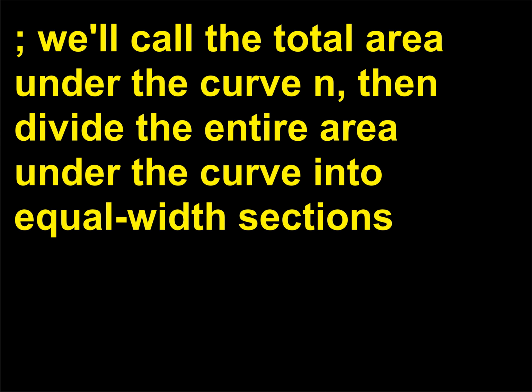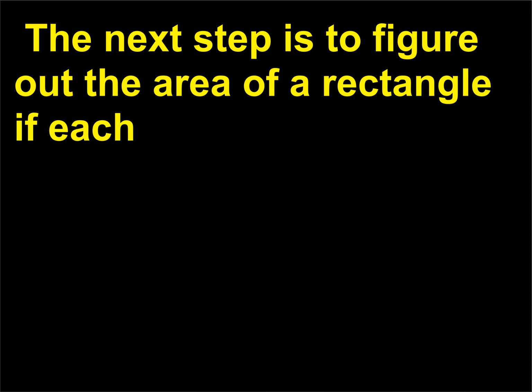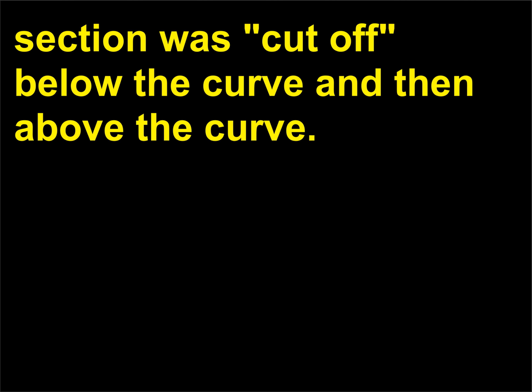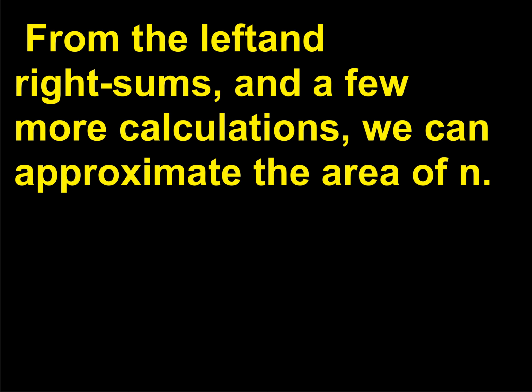We'll call the total area under the curve n, then divide the entire area under the curve into equal width sections, x1, x2, x3, and so on, that are equal to parts of n, the subregions n1, n2, and so on. The next step is to figure out the area of a rectangle if each section was cut off below the curve and then above the curve. This creates rectangles defined by left and right end points. From the left and right sums, and a few more calculations, we can approximate the area of n.